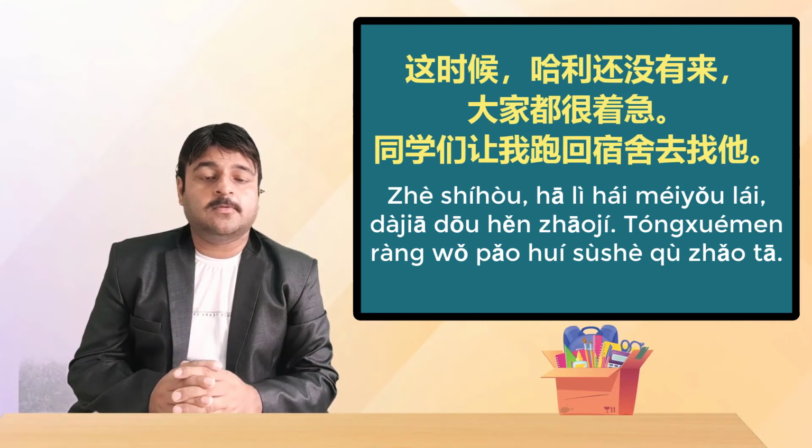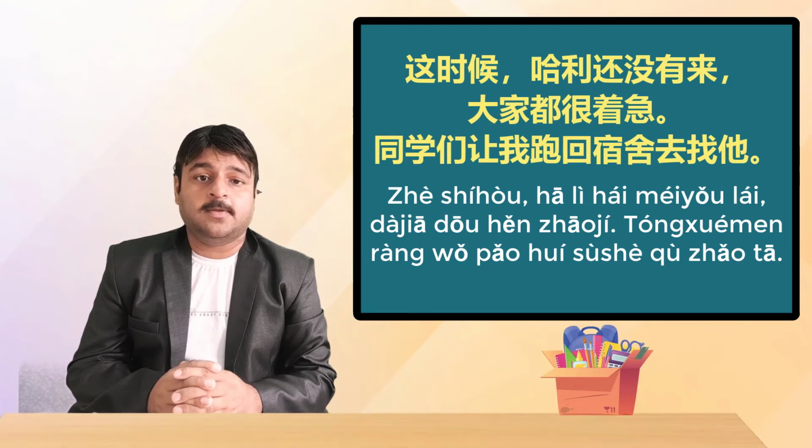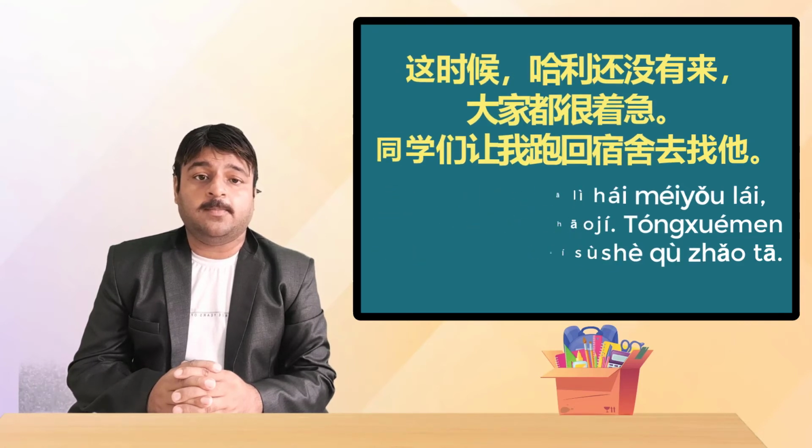同学们, the classmates, 让我 asked me or let me 跑回宿舍去找他. 跑 to run, 回 back or return. 宿舍 dormitory, 找 to look for, 他 him. So everybody got very worried and the classmates asked me to run back to the dormitory and look for him.